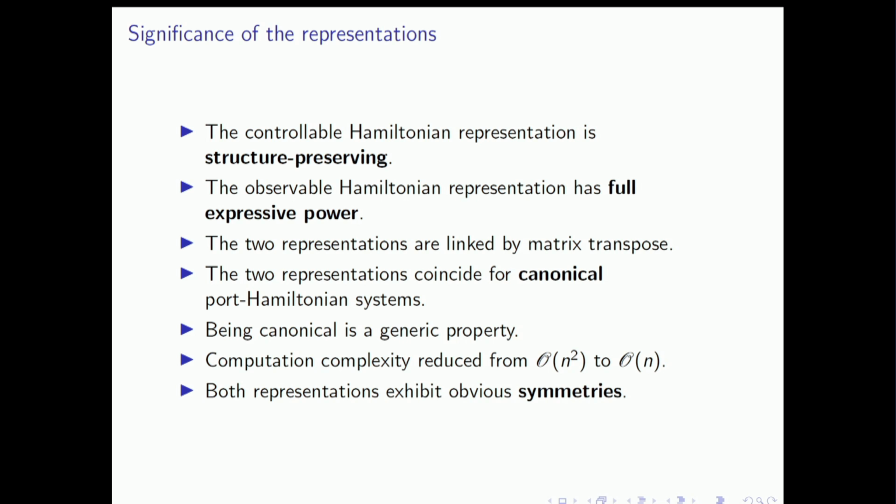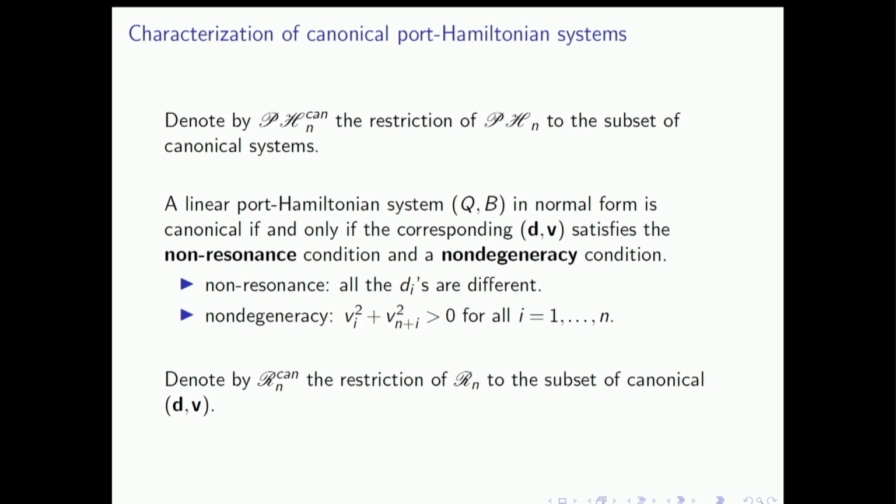And then the computational complexity when you estimate the system is reduced from O(n squared) to O(n), right? Because before you needed to learn the Q, which is a matrix. Now you only need to learn the D and V, which are vectors. So you reduce the complexity. And what is very important is actually the last line. Both representations exhibit symmetries. So there is some inherent symmetry here, which I'm going to tell you about in two slides.